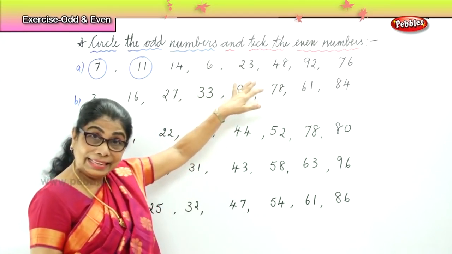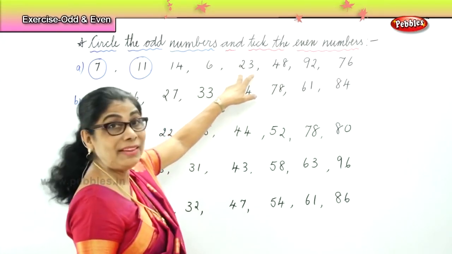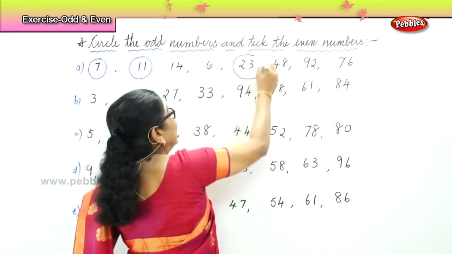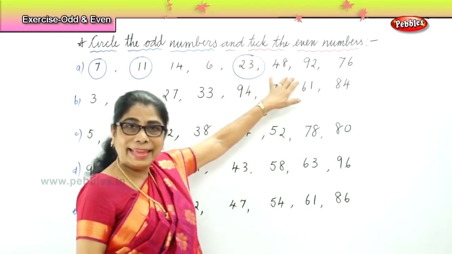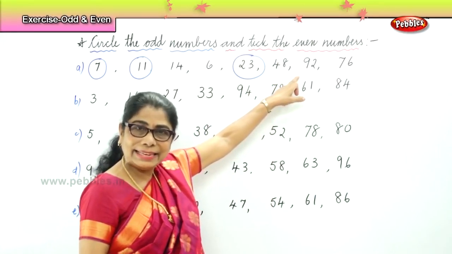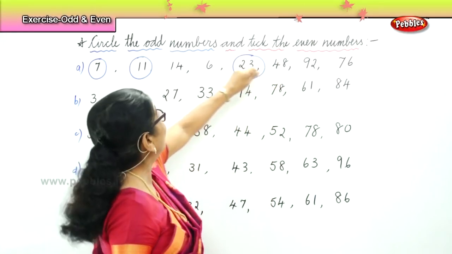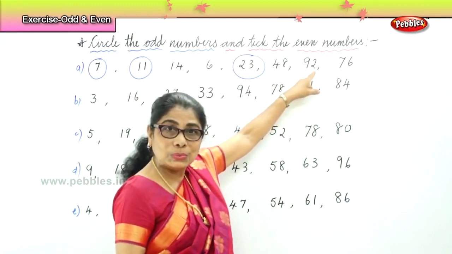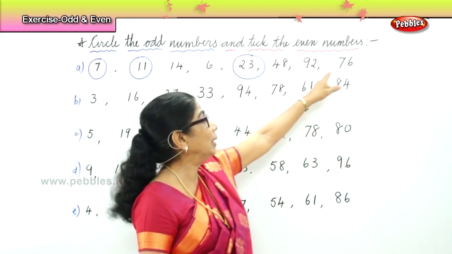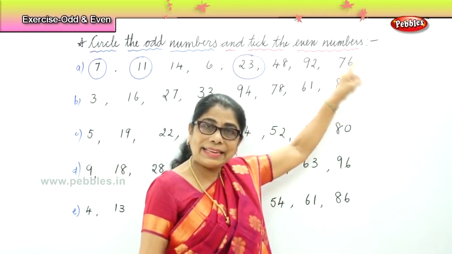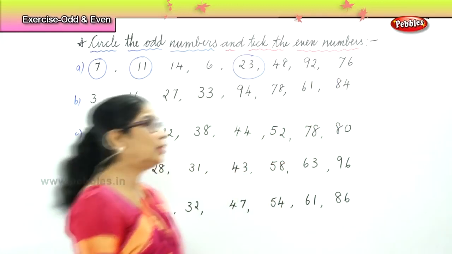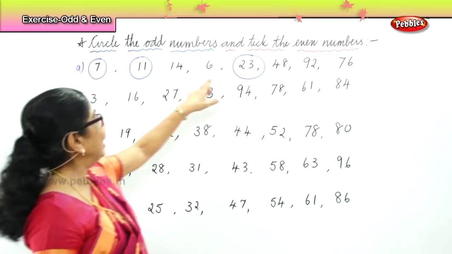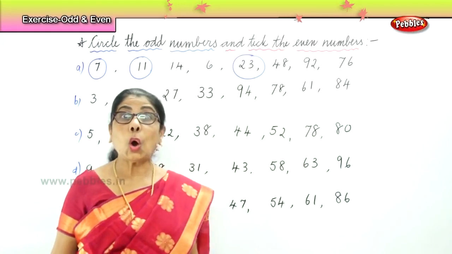3. Ends in 3. Okay. This is 23. So it's an odd number. Good. 48. It ends in 8. Is it an odd number? No. 92, it ends in 2. Is it an odd number? No. 76, ends in 6. Is it an odd number? No. Very good. So, 7, 11 and 23, they are all odd numbers.